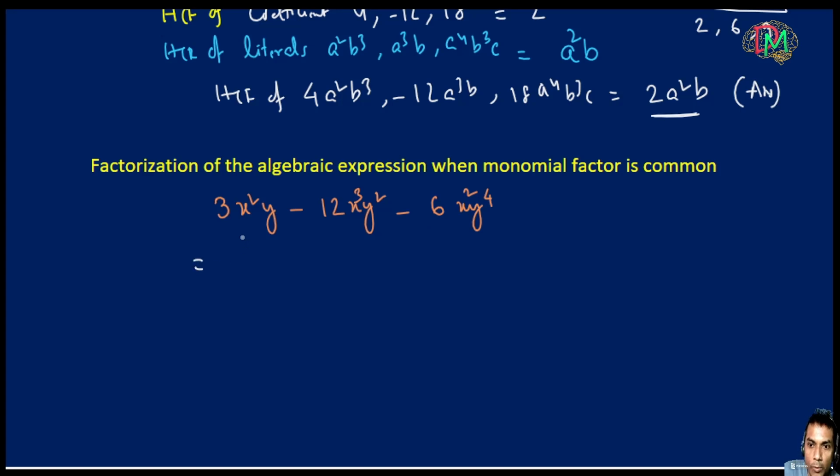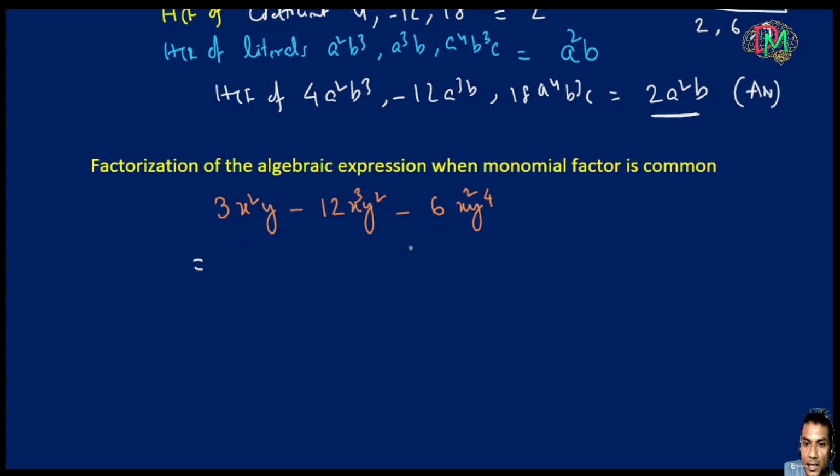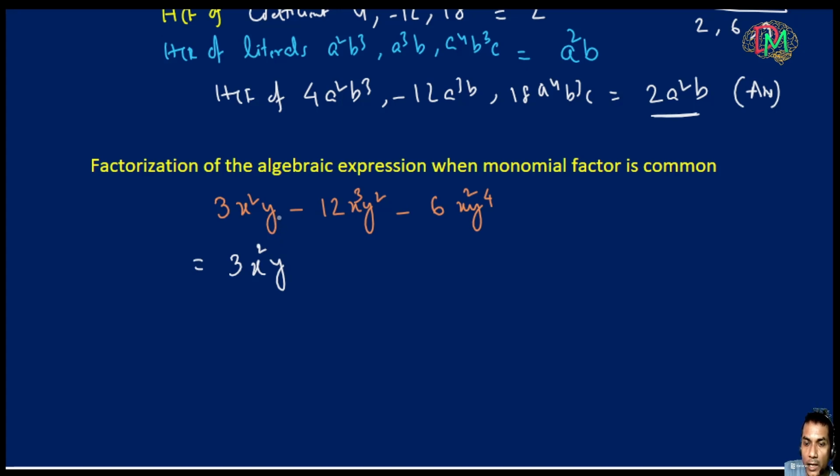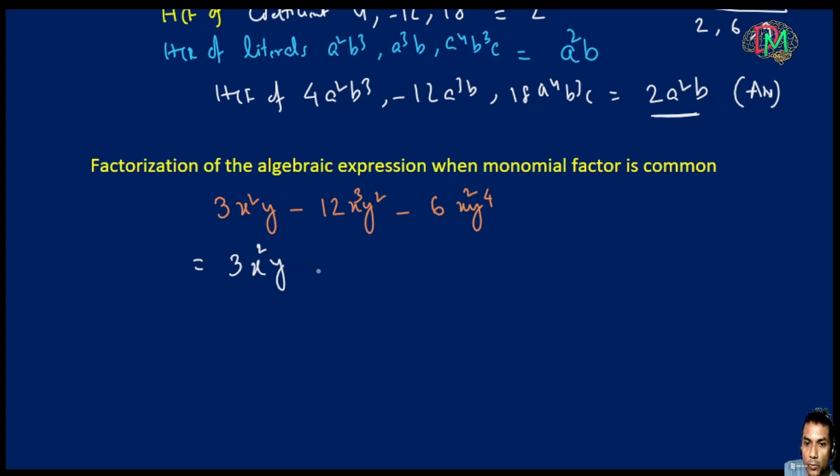First we find the common factor among the coefficients. The coefficients are 3, 12 and 6. Here we take the HCF, so the HCF of 3, 12 and 6 is 3. Next we also find the HCF of the literals. We consider each variable, that is x and y. Next we find the lowest power: x square, x cube and x square, so x square is the lowest power. And what is the lowest power of y? Here it is y, y square, y to the power 4. So y is the lowest power.